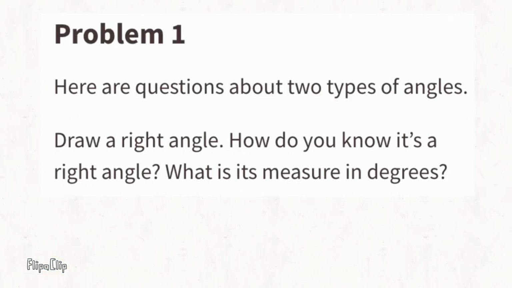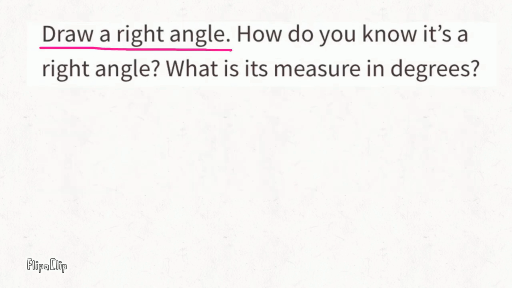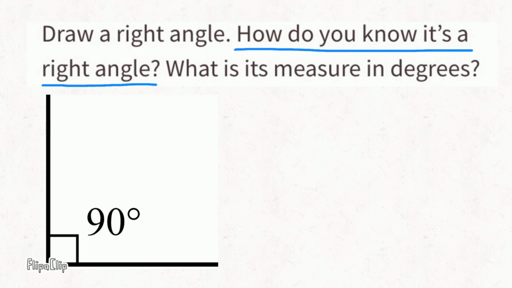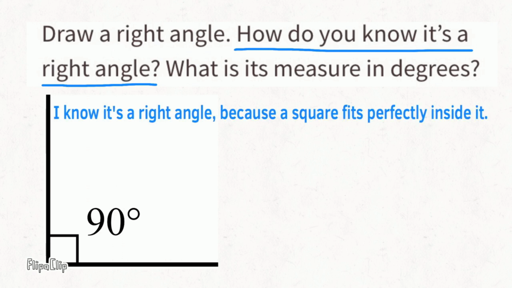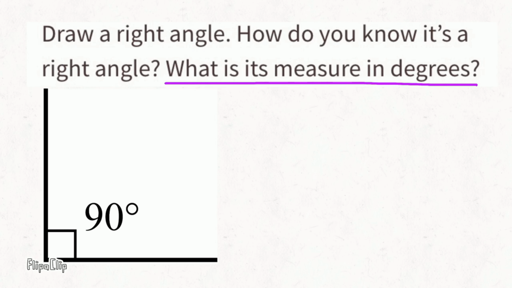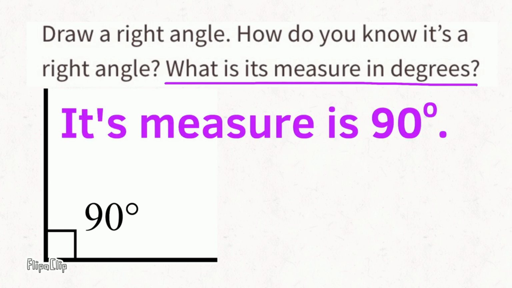Here are questions about two types of angles. Draw a right angle. How do you know it's a right angle? I know it's a right angle because a square fits perfectly inside it. What is its measure in degrees? A right angle's measure is 90 degrees.